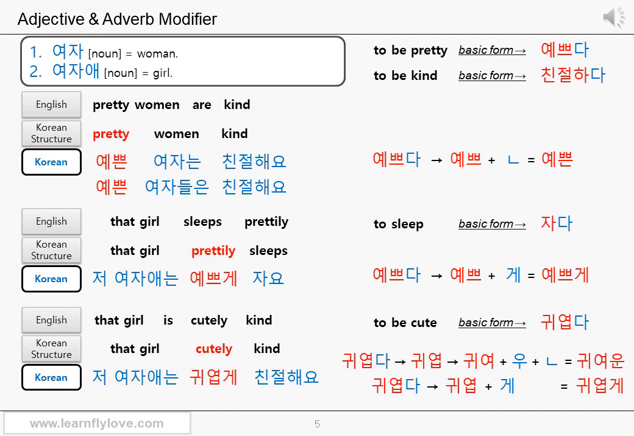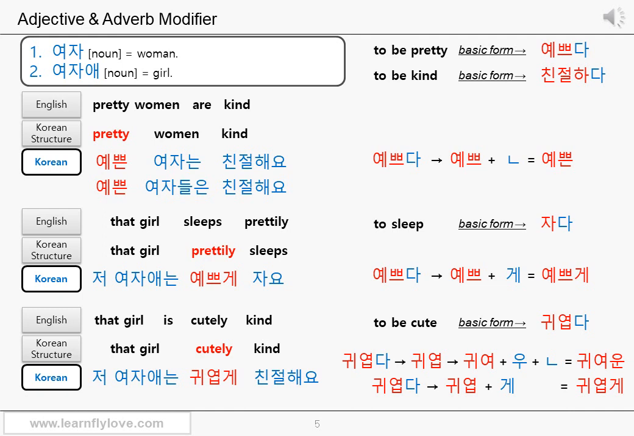Prettily. The stem of the adjective pretty is 예쁘. You just need to add 게 sound to turn it into an adverb. It's very easy. 예쁘게. Perfect.